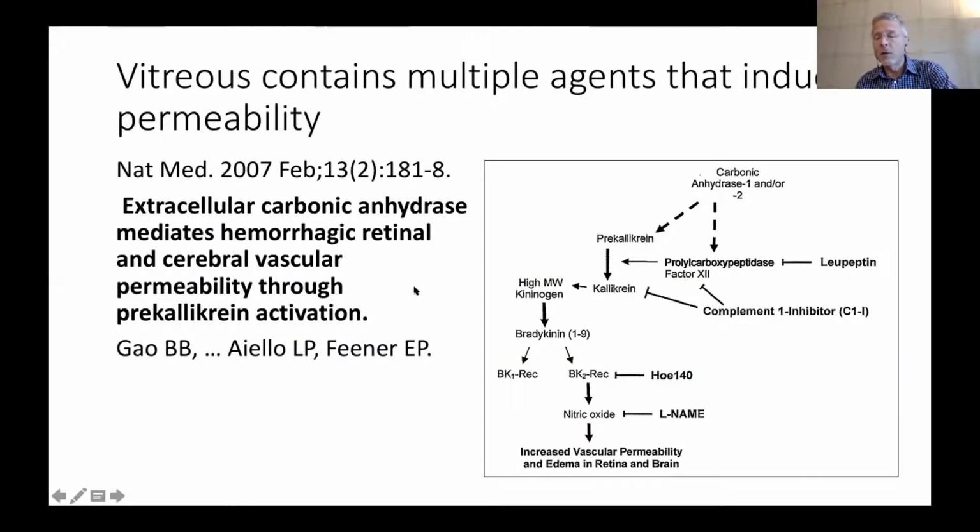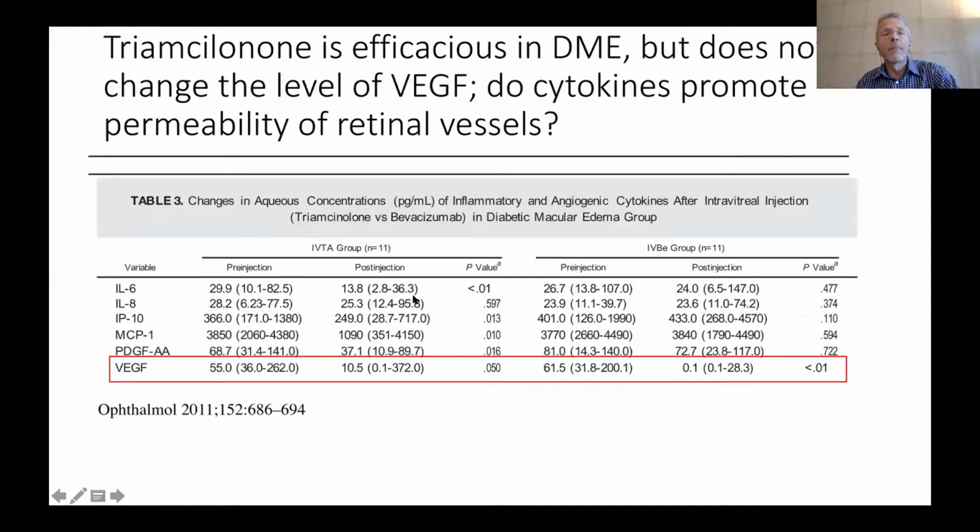In contrast, if you take a look at what happens to the level of cytokines versus VEGF in eyes treated with the steroid triamcinolone, the level of the cytokines goes down, and this one especially, whereas the level of VEGF does not go down. So triamcinolone is effective in DME, but it doesn't change the level of VEGF. Rather, it changes the level of cytokines, which leads us to suspect that cytokines promote the permeability of retinal vessels.